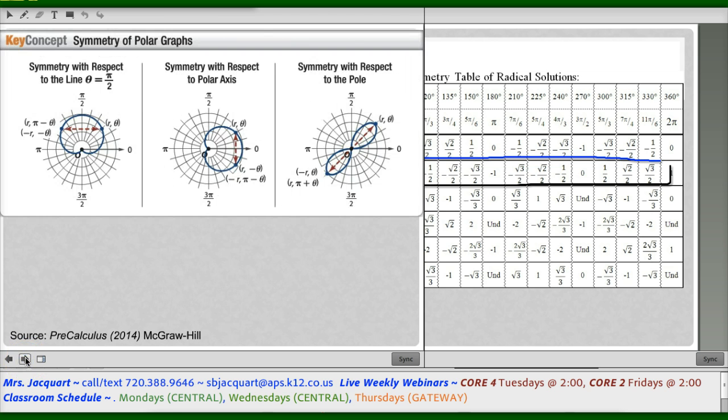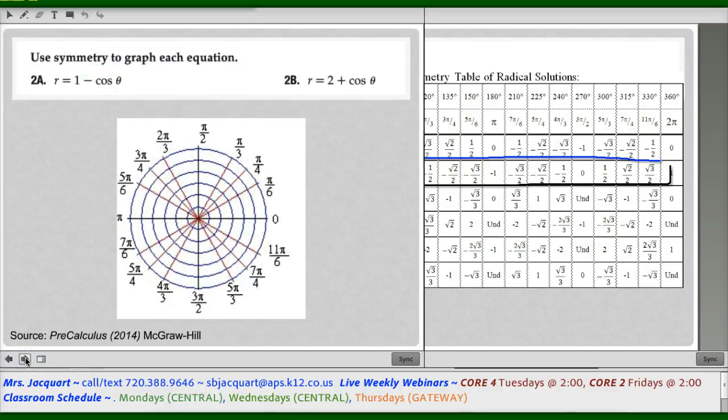Okay, so if we see something that's symmetric to the line theta equals pi halves, that's actually this line here. I did that one wrong. Back up. Okay, that's that line. When we're talking about the polar axis, it is this one. And when we're talking with respect to the pole, that would be this. Anyway, there you go.